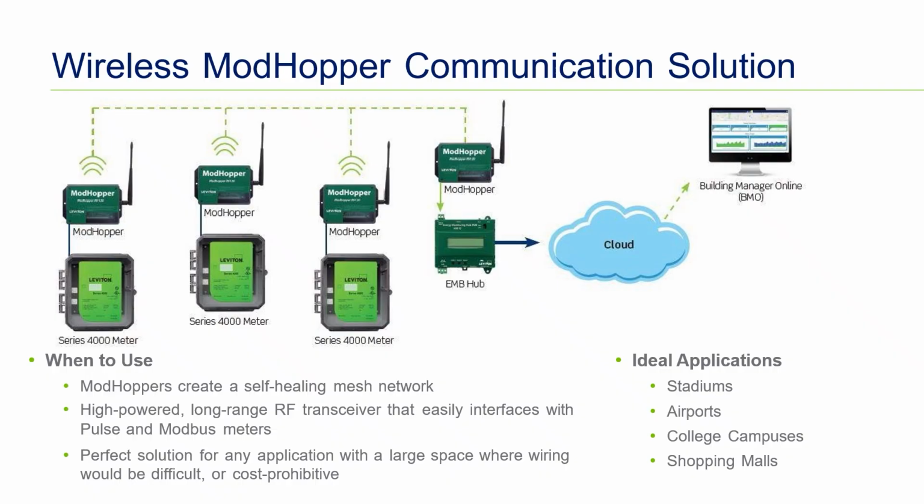The ModHopper's 1-watt 900 MHz radio is powerful enough to penetrate most building materials effectively, providing several hundred feet of range between devices. In open, clear line of sight, these units can reach several miles, making them an ideal option for remote devices.